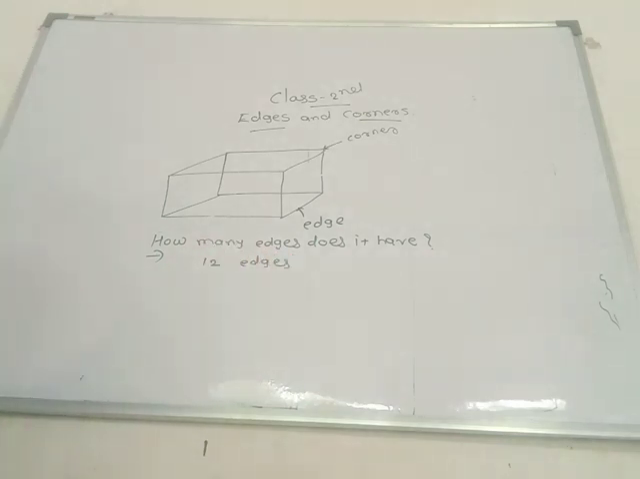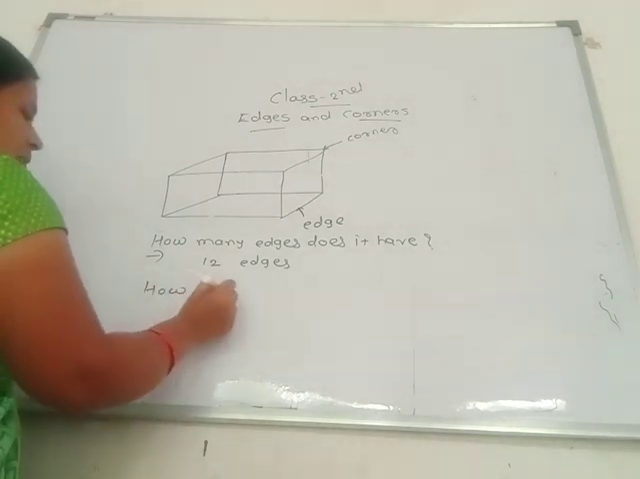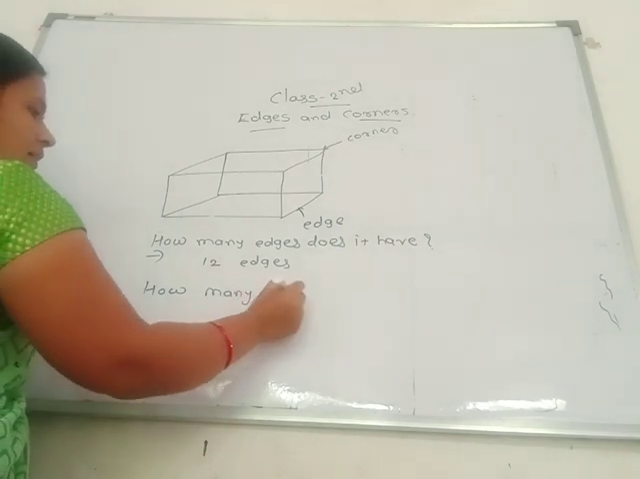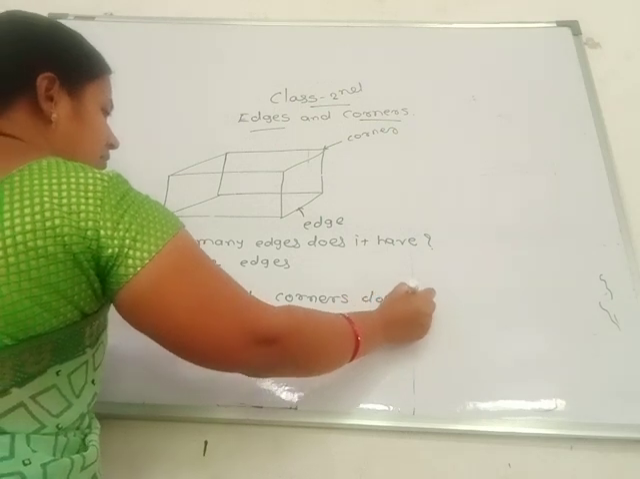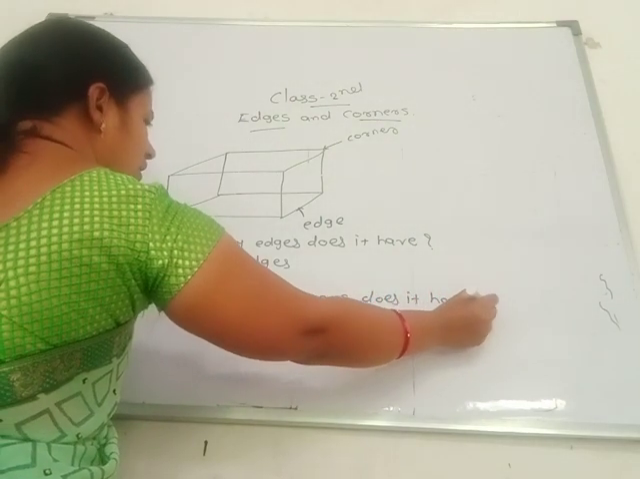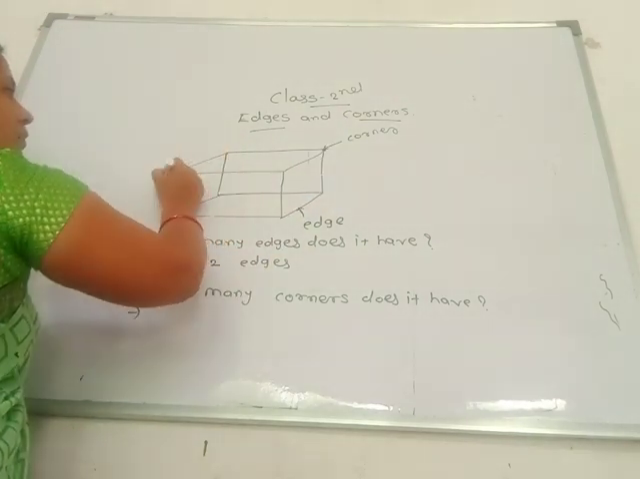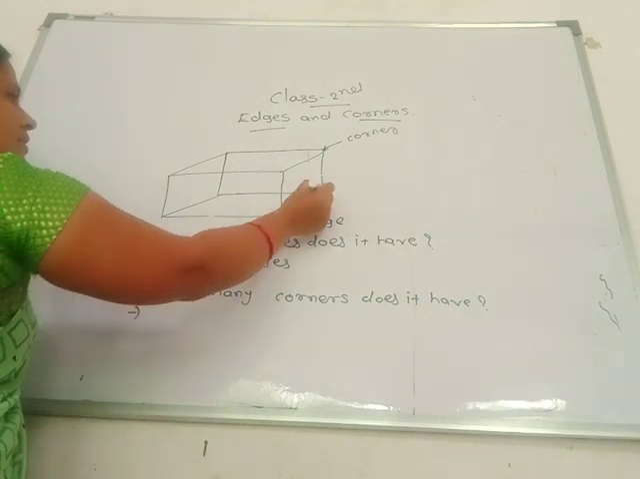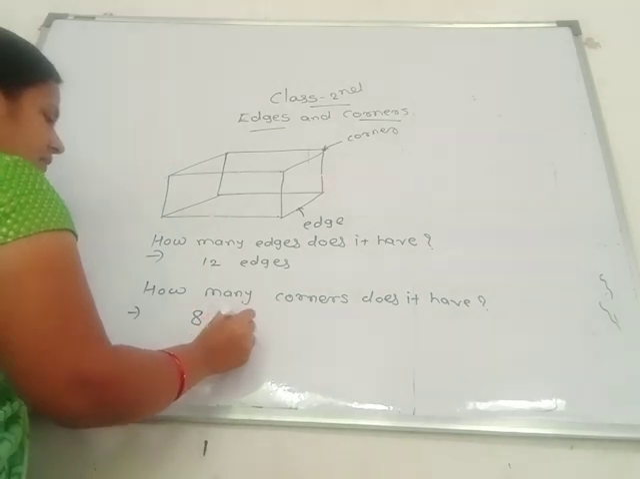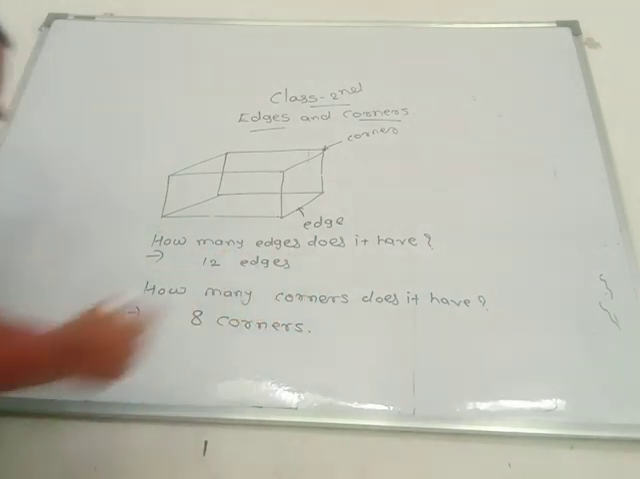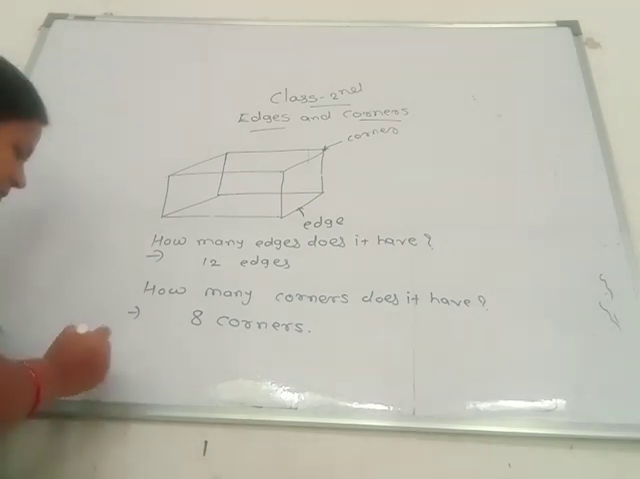Then, how many corners does it have? How many corners? See here, 1, 2, 3, 4, 5, 6, 7, 8. Here, how many corners? 8 corners. Then you write the answer here. Then, the second figure, see this cylinder type of shape.